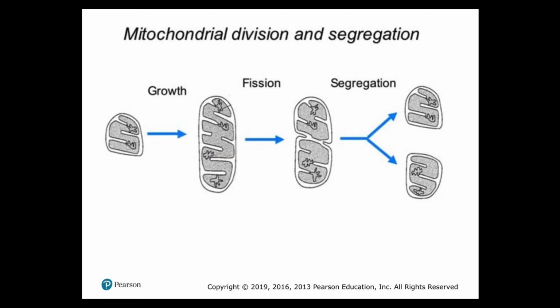This figure shows you how a mitochondrion divides and separates. This is very similar to the way bacteria divide, as you will see next year in your microbiology class. First it starts off small and it grows, and then it's going to undergo fission. It's going to separate in two and become two mitochondria.